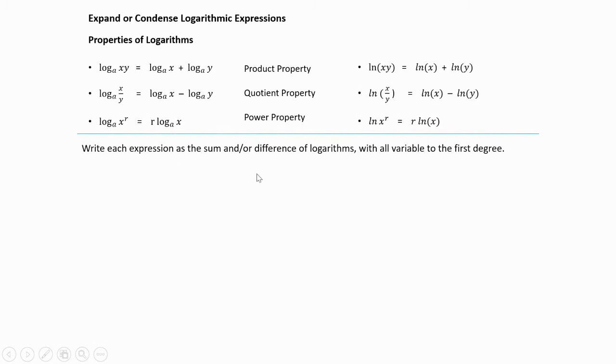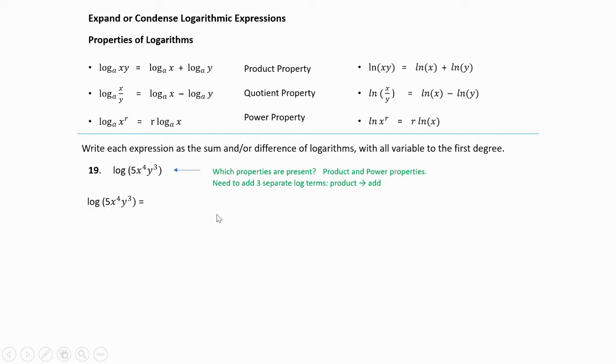Write each expression as a sum or difference with the variables to the first degree. So here, I want you to expand it. Which properties are present? If you notice, here's multiplication, and we have an exponent. So I believe the product and the power properties. Now we need to add 3 separate terms, because it's 5 times x times y. So we're going to have three separate terms for the logs.